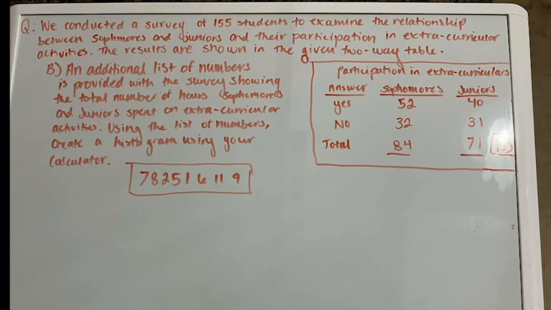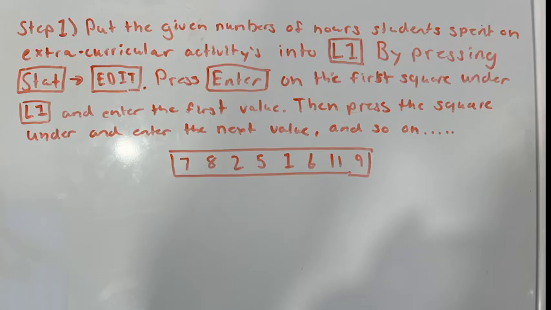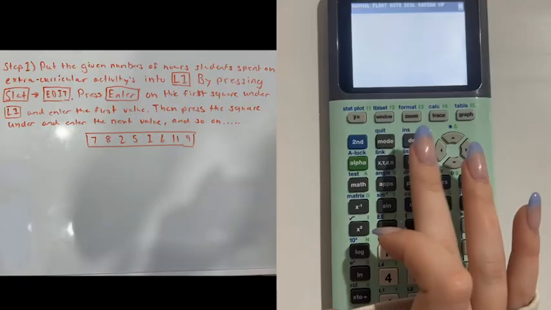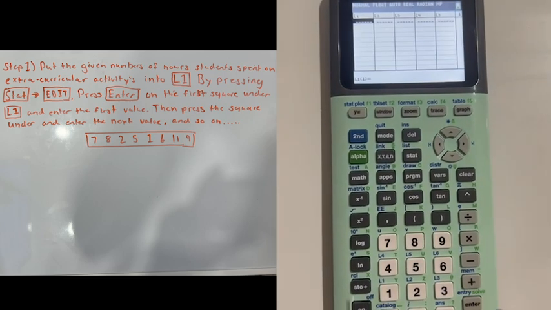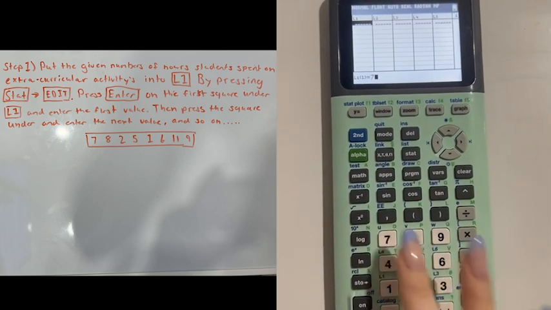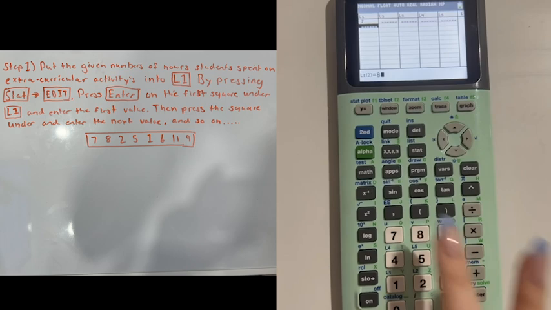For question B, an additional list of numbers is provided with the survey showing the total number of hours sophomores and juniors spent on extracurricular activities. Using the list of numbers, create a histogram using your calculator. First, you will enter the number of hours students spent on extracurricular activities into L1 by pressing Stat, Edit. Press Enter on the first square under L1 and enter the first value. Then continue this with the rest of the numbers.